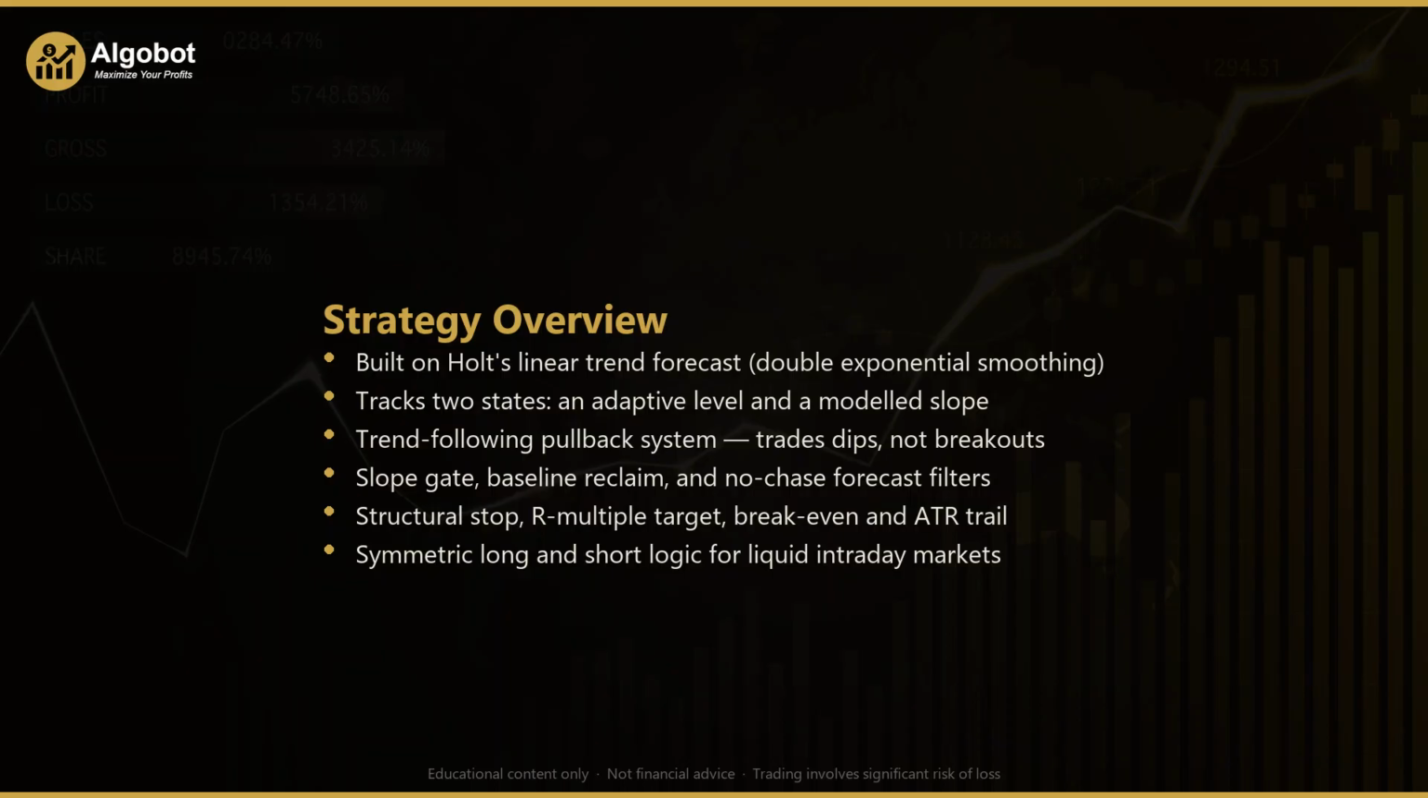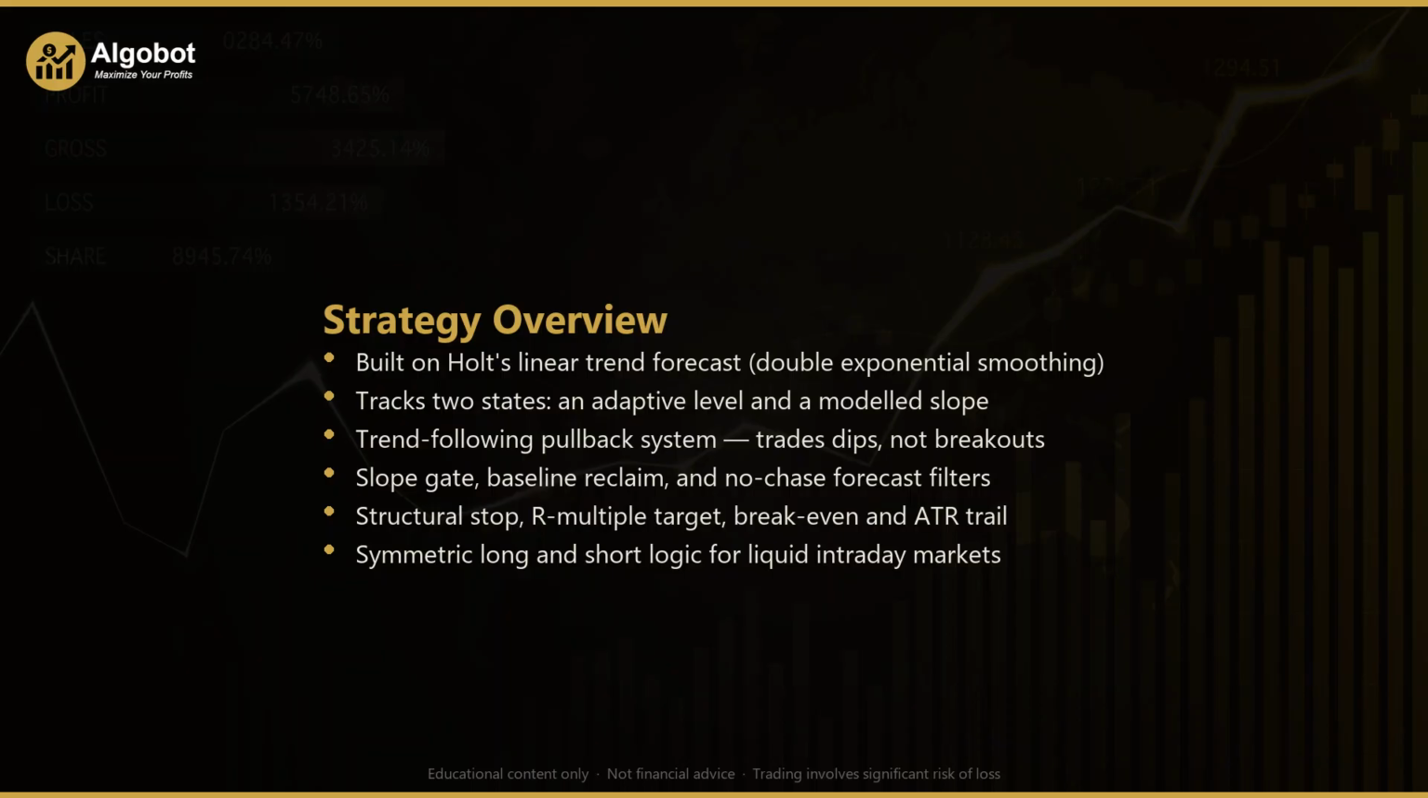That modeled slope, rather than a rough difference between 2 points on a line, is what defines the trend for this system, and it's what sets it apart from ordinary moving average approaches. The strategy is a trend-following pullback system. It does not chase breakouts. Instead, it waits for a healthy, established trend, then looks to enter on a shallow dip back toward the model's own baseline, aiming to join the move at a more measured point.